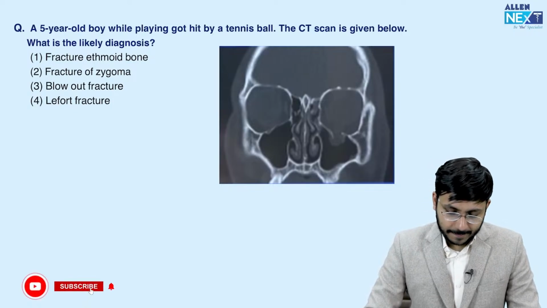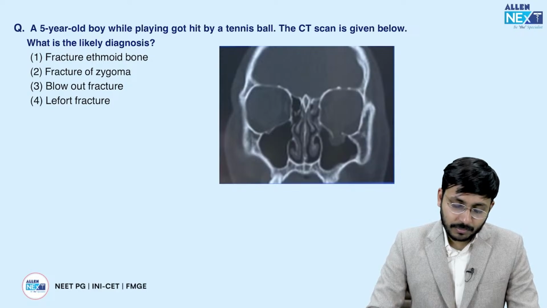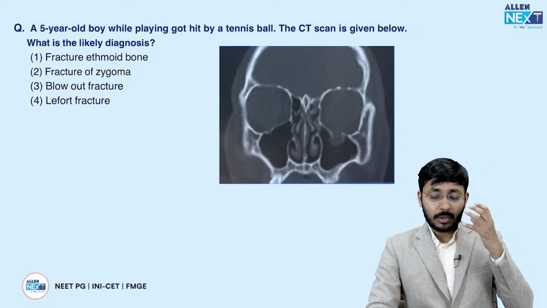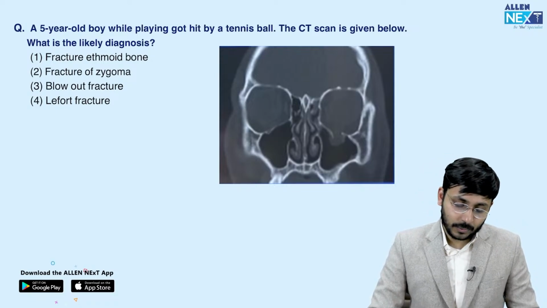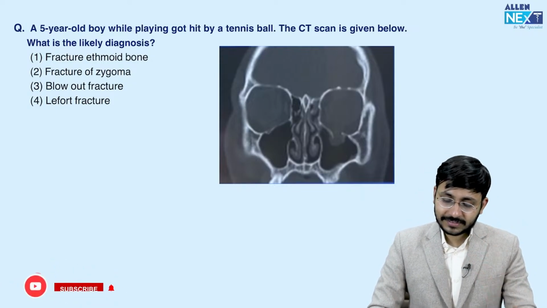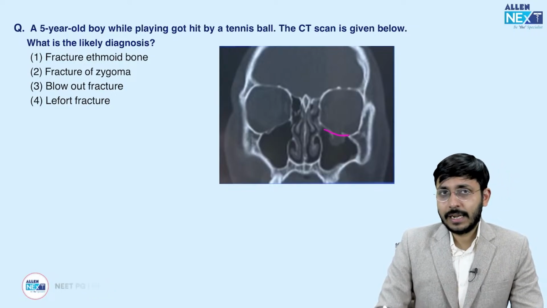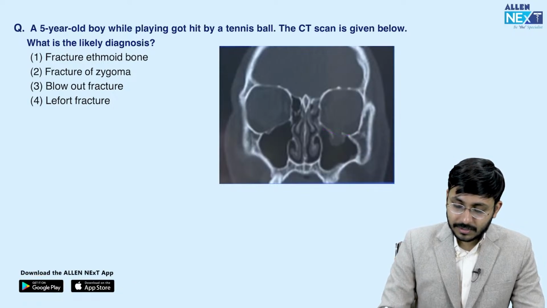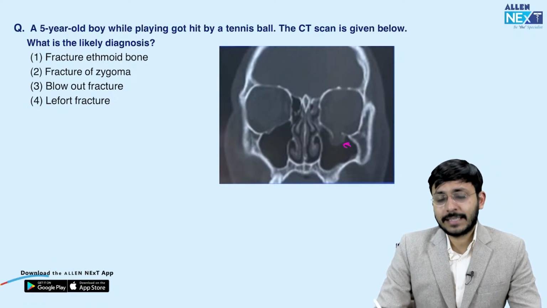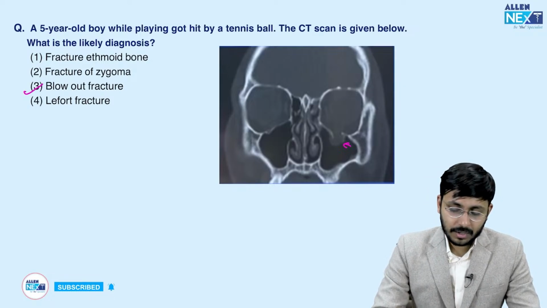Okay. Now let's see a similar example on CT. A 5-year-old boy while playing got hit by a tennis ball and a CT scan is given below. What is the likely diagnosis? So again we see that the floor of the left orbit has this fracture and the orbital fat is getting herniated through it into the maxillary sinus. Again, this is an example of your orbital blowout fracture.